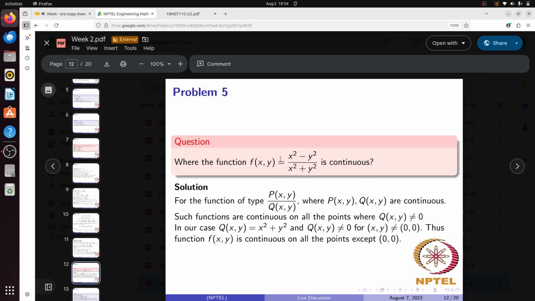So for the function of the type p(x,y) by q(x,y), where p(x,y), q(x,y) are continuous, such functions are continuous on all the points where q(x,y) not equal to 0. In our case, q(x,y) equal to x square plus y square, and q(x,y) not equal to 0, because here we are using just the quotient rule. (x,y) not equal to (0,0). Thus function f(x,y) is continuous on all the points except (0,0). So we get our answer.